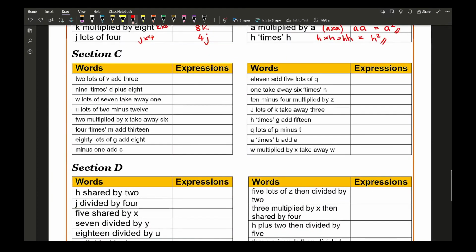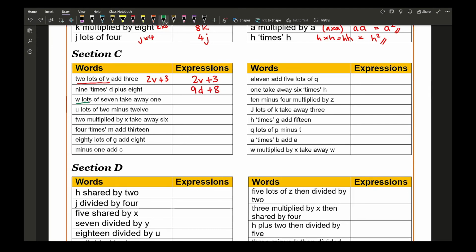Now moving on to section C, this is where we're doing quite a few things. So 2 lots of v add 3. So here what we're going to do is do the 2 lots of v first, which is 2v plus 3. So this is going to be 2v plus 3. 9 times d, which is 9d, plus 8. So again with these it's like 2 steps.